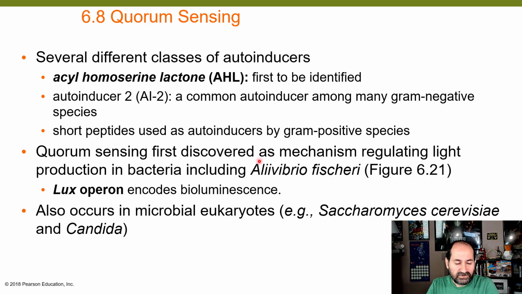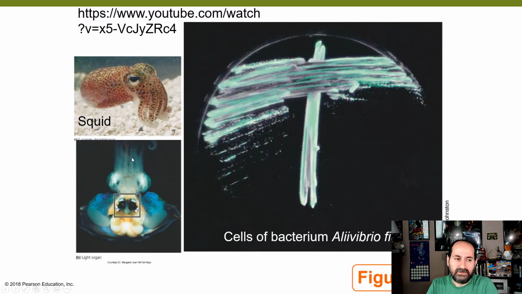So quorum sensing, first discovered as mechanism regulating light production in the bacteria, including Vibrio fischeri, which is really cool. Vibrio fischeri is a bacterial species that can bioluminesce. And it bioluminesces once it activates what's called its Lux Operon. This Lux Operon contains genes, which are enzymes that encode for bioluminescence. So take a look here.